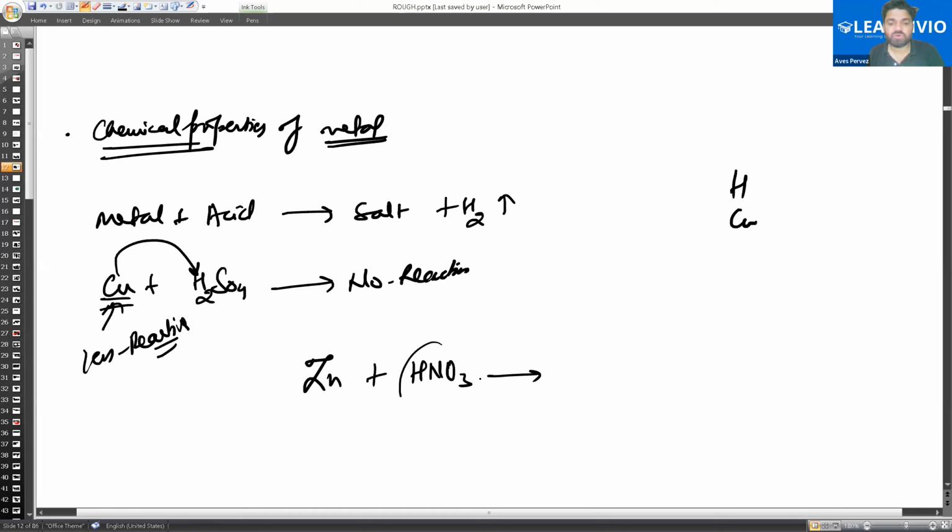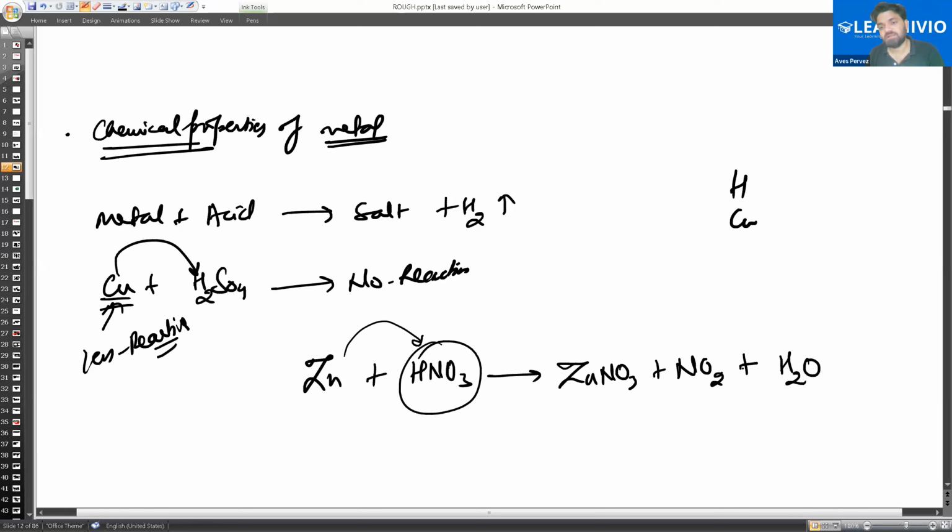Yes, HNO3 is a strong oxidizing agent. What happens when zinc reacts with HNO3? It will form zinc nitrate plus NO2 plus water. It does not form hydrogen gas. Why? Because HNO3 being a strong oxidizing agent, it oxidizes the hydrogen to form water.